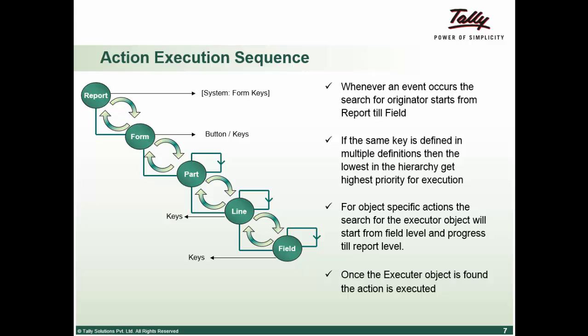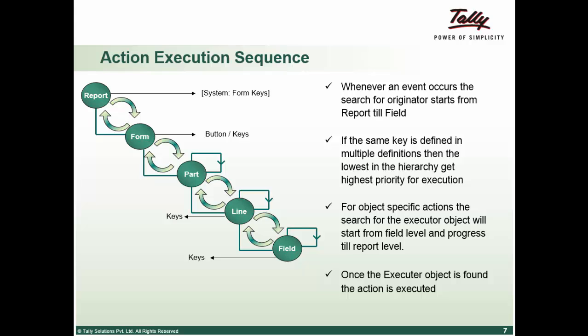Originator is the one that originates the action, whether it is where the action is specified or where the key is specified. If the same key is available at multiple definitions, say field 1 is also having that and line 1 is also having the same, then the lowest in the hierarchy gets the highest precedence. So if line 1 also has the key enter and field 1 also has the key enter, first the search will start from report and go till the field. Line can also do enter, field can also do enter, but in the hierarchy the lowest one gets the precedence. So the field key enter will get executed.